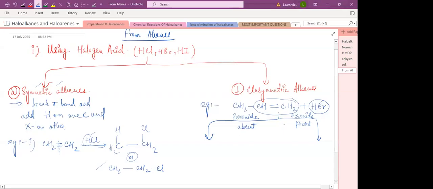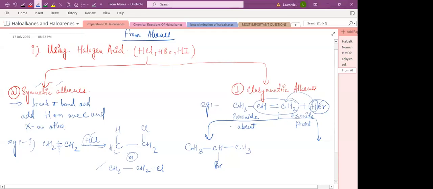So what will be the product? This hydrogen will attach to this carbon, because the hydrogen count here is greater. So the product will be CH3, CH, CH3. This was CH2 and one hydrogen attaches itself here, so it becomes CH3. Now this is the other carbon, so here the bromine will be attached, to the carbon which has fewer hydrogen substituents. So that will be your product.